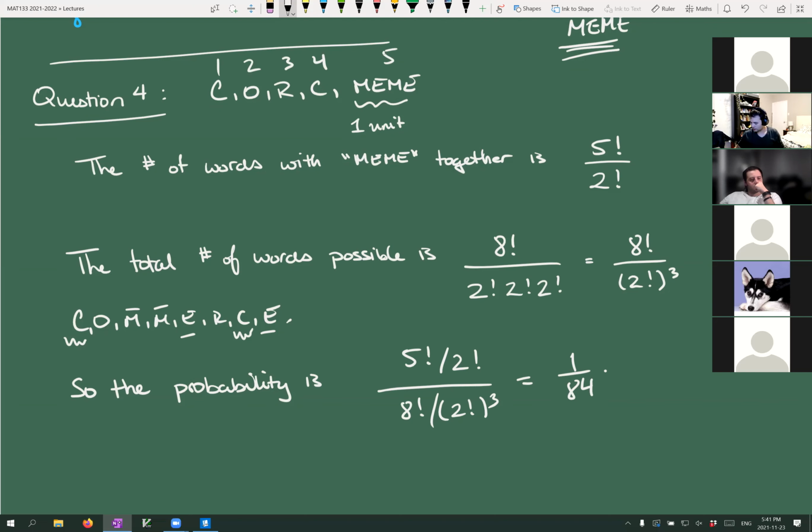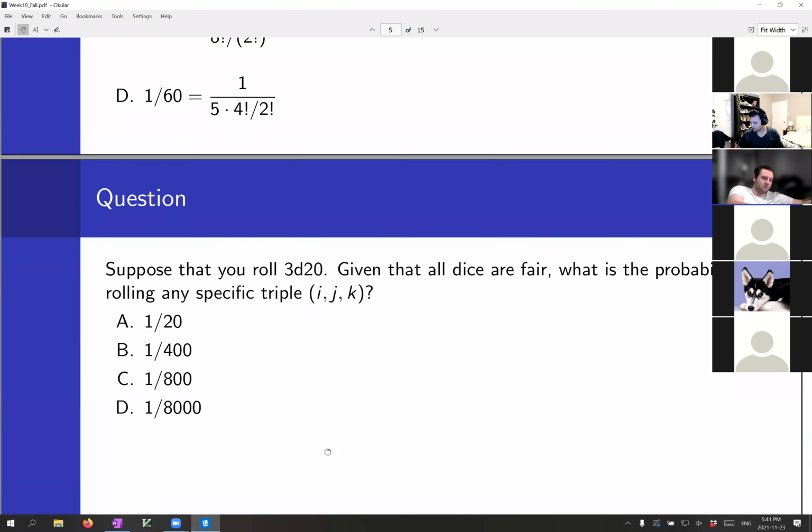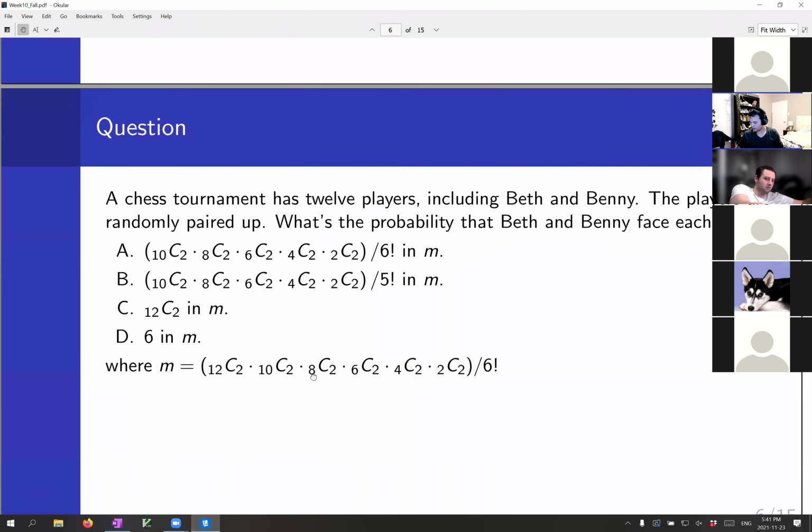Okay, let's do a slightly trickier one. Still just computation, but a little bit trickier. That one's kind of boring. Here we go.